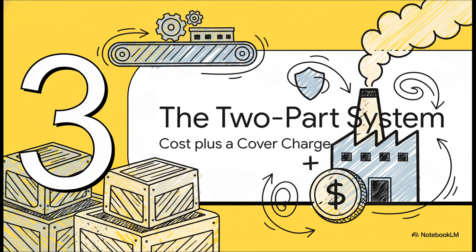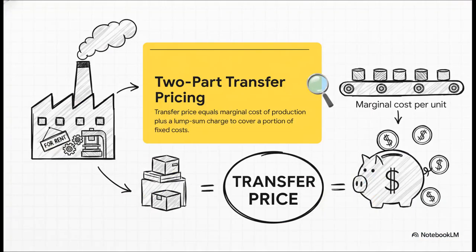I think the best way to think about this one is like paying for a product, but then also paying a separate cover charge just for having access to the factory in the first place. So the formal definition is that the transfer price is the marginal cost per unit, plus a separate lump sum fee. This fee is specifically designed to help the supplying division recover its fixed costs. Things like rent and machinery costs that don't change with each unit they produce.